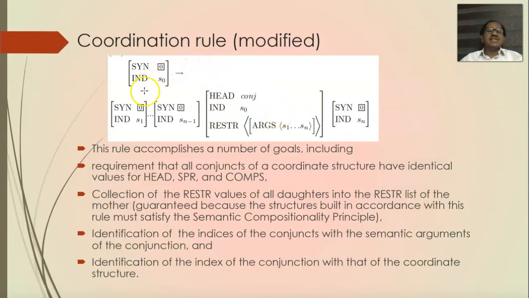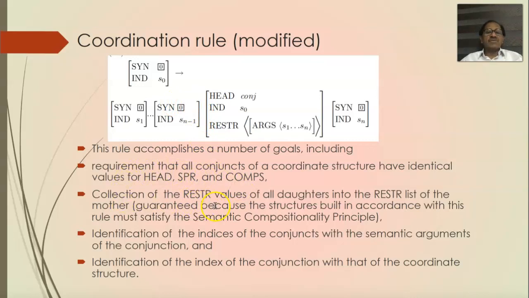So what is the change we have made? We are saying that syntactically the conjuncts and the mother node, that is the coordination phrase, all have the same category, but the restrictions are combined. S1, S2, S3, S4 up to Sn are combined to get different arguments, right? And that's what we want for a coordination rule. So what does this rule accomplish? It accomplishes a number of goals, including the requirement that all conjuncts of a coordinate structure have identical values for head, specifier and comps.